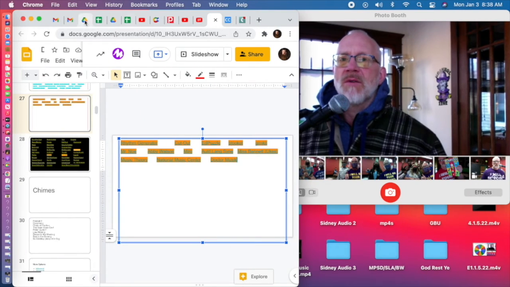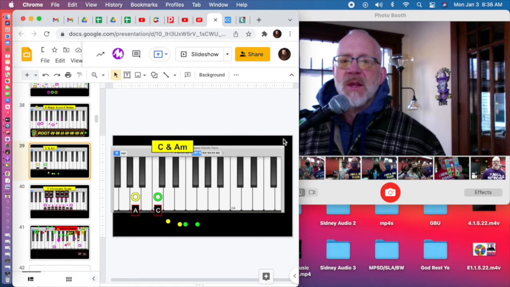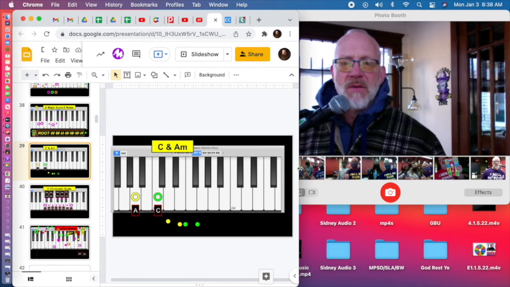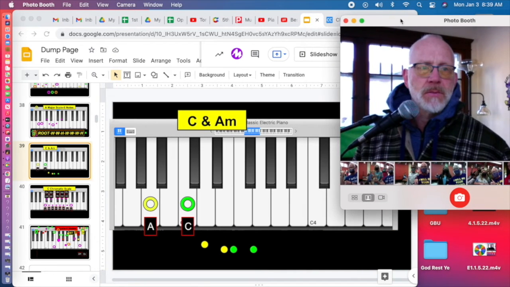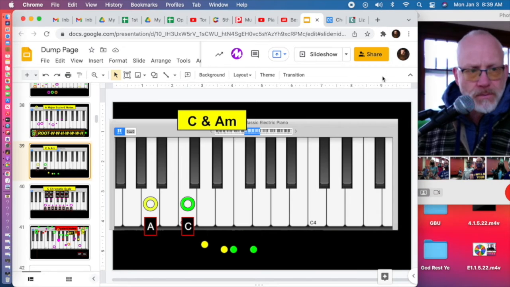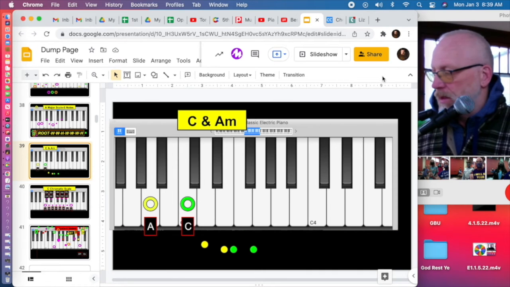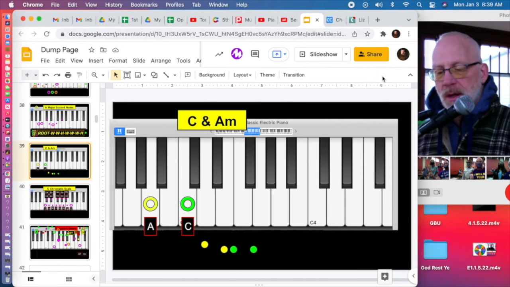I want you to find two notes. Oh, where are you? There you are. So we want you to find, no, that's not you. That's you. Good. We want you to find a C and an A. Okay, so I'm going to slide over here. So we want you to find a C and an A. So this is level one.